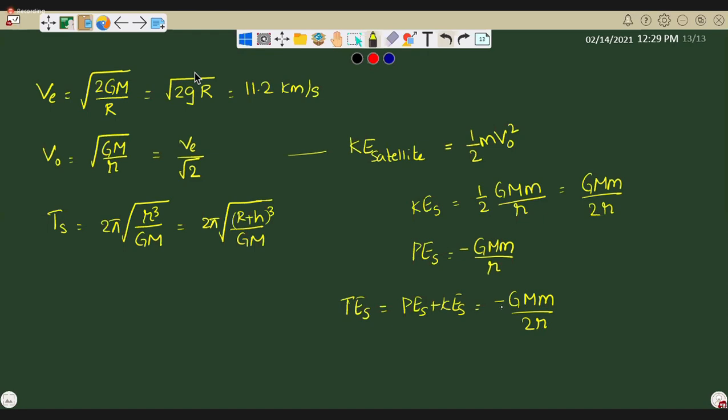Understood? So from this, total energy of your satellite is equal to minus kinetic energy of your satellite, because GMm divided by R is twice the kinetic energy. Or take only this term. Minus GMm by R is what? Potential. So it will be potential energy by 2.